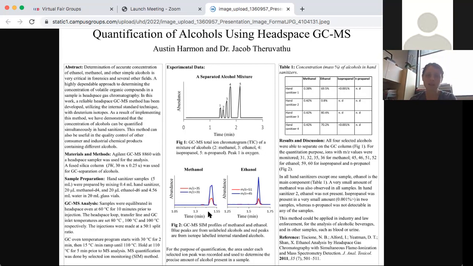a different deuterated solvent, and maybe, just maybe, if you were right and the methanol and ethanol traces are from the hand sanitizer, then your percentages shouldn't change. But if they are coming from the deuterated solvent, those percentages will. Okay. So I'm just wondering, what was the rationale behind using both of those?